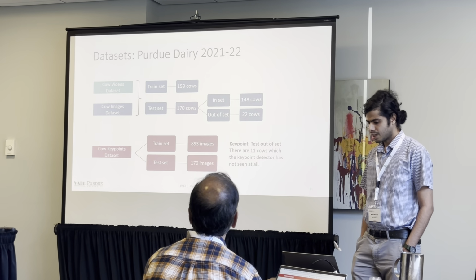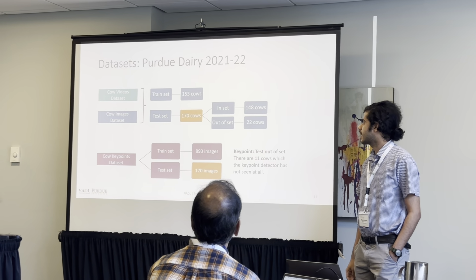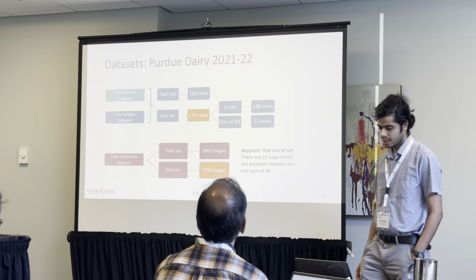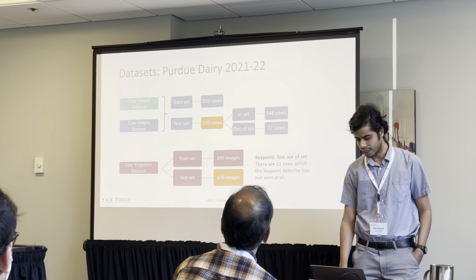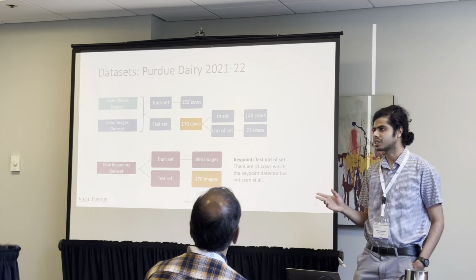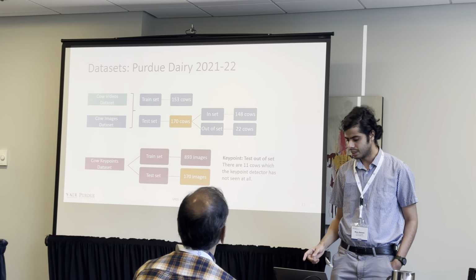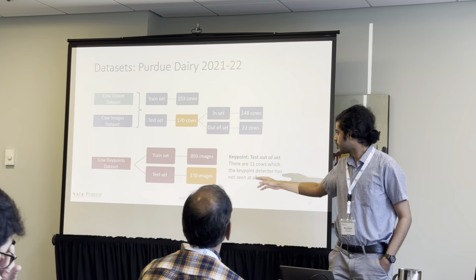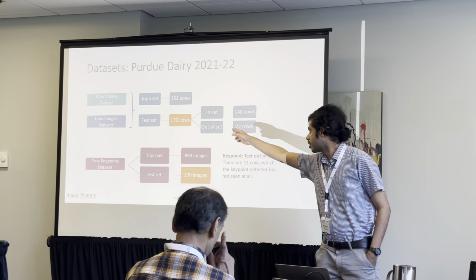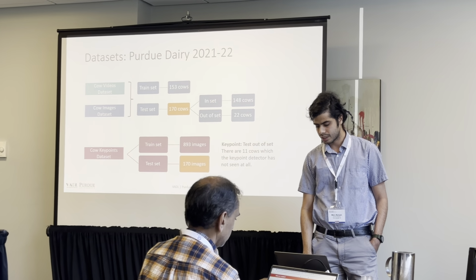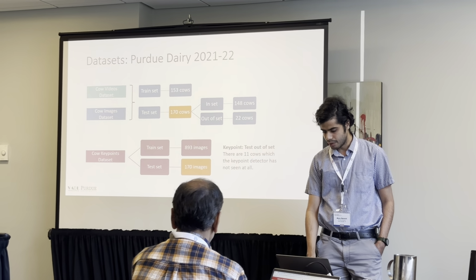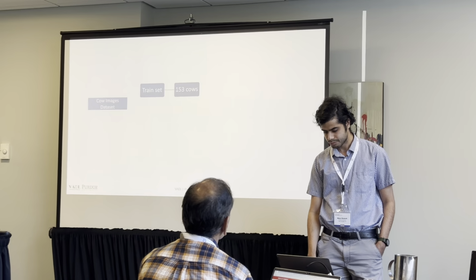So in the cow videos and images data set, we have 153 cows in the train set, 170 cows in the testing set. In the keypoints data set, we have 893 images. Note that these images can include multiple cows in a single image. But the 170 images here and the one in orange in the cow image data set, they are the same images. And the keypoint detector has not seen 11 cows during training.